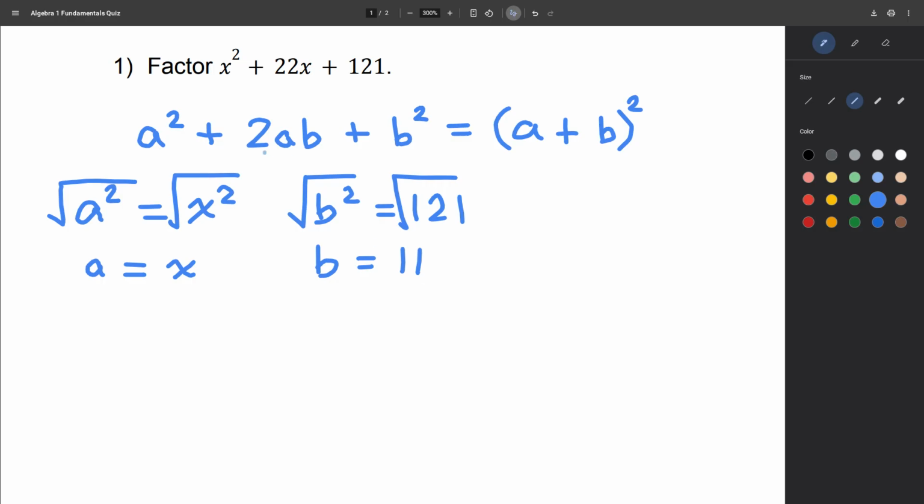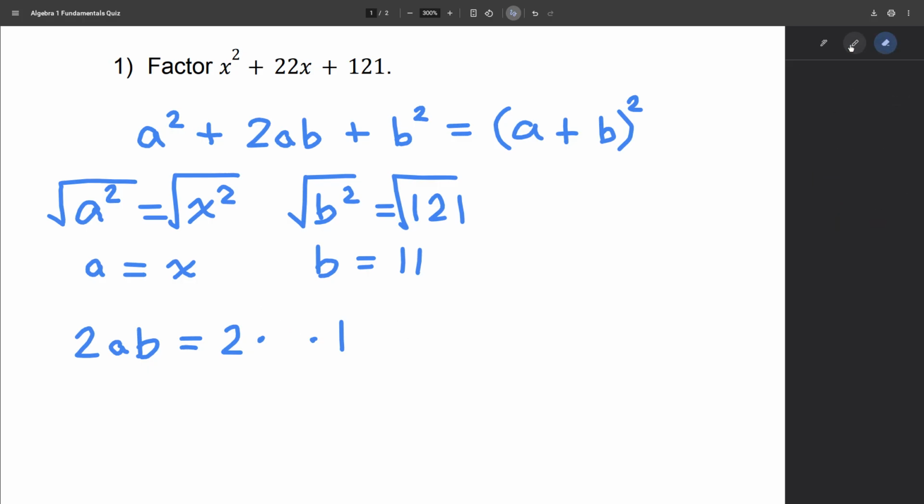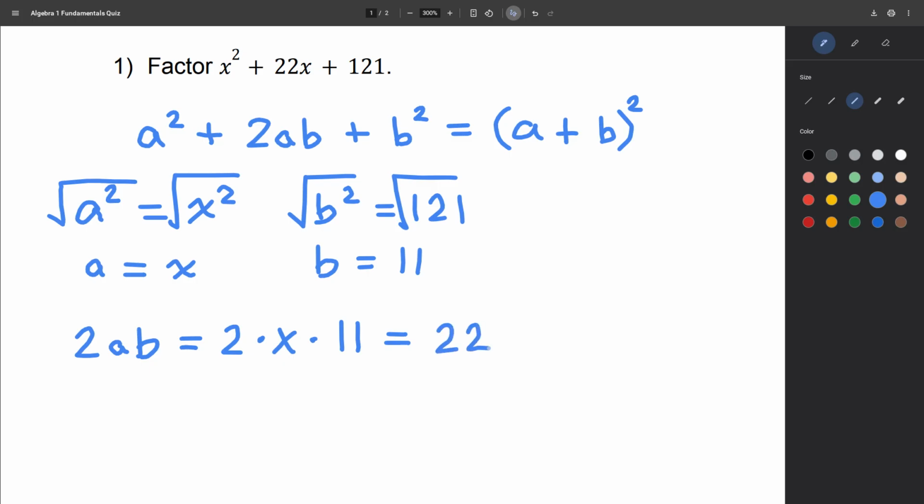So now we want to check that the center term here is 2ab. So 2ab is going to be 2 times x times 11. Let me fix that x, got a little bit away from me. 2 times x times 11, which is going to be 22x. And we want our check to match the middle term, 22x, so it does check out, so that's good.